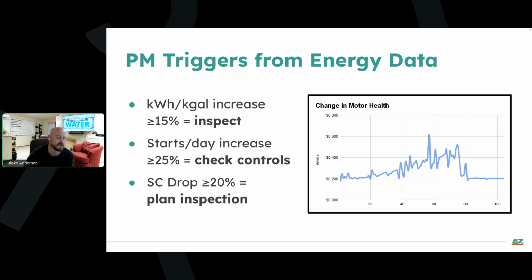we're going to go check our controls and try to figure out if something's changed in the system, if there's a valve that got left off somewhere and the system hydraulics are causing things to not flow the same way, if there's restrictions, that sort of thing. And then also, if we see a drop in our specific capacity, like I said, 15 to 20% on the specific capacity, really 30% I would just plan to rehab. Same thing with the kilowatt hours per 1,000 gallons.